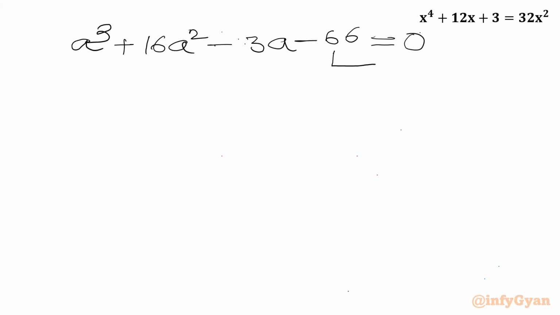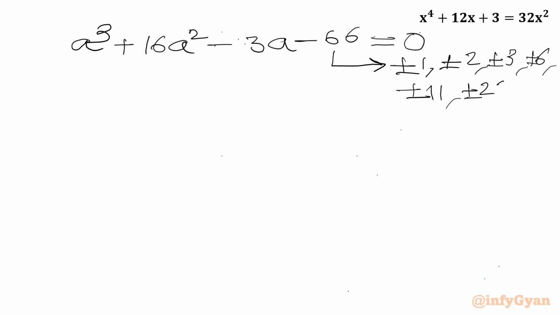Now I can solve this cubic equation using the synthetic division method and rational root theorem. Let me write the cubic once, a cube plus 16a square minus 3a minus 66 equal to 0. Now I will find the factors of the constant 66. So it is plus minus 1, plus minus 2, plus minus 3, plus minus 6, plus minus 11, plus minus 22, plus minus 33 and so on. And the leading multiplier is plus minus 1 only.